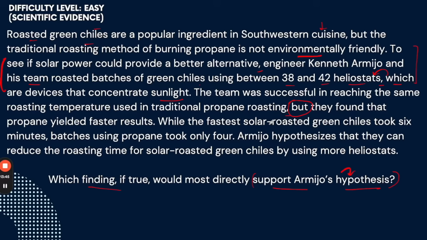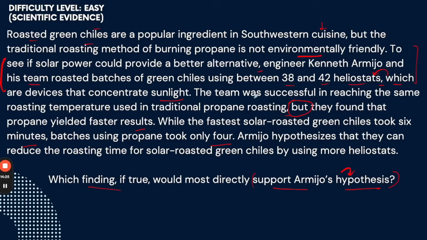But what happened? They found that the propane yielded faster results. So there was one problem, but what was the problem? That using the propane, they were able to roast the green chiles quickly compared to the sunlight use, the solar power. While the fastest solar roasted green chiles took 6 minutes, batches using propane took only 4. So this was the difference. They found that the solar power roasting was taking longer compared to propane.